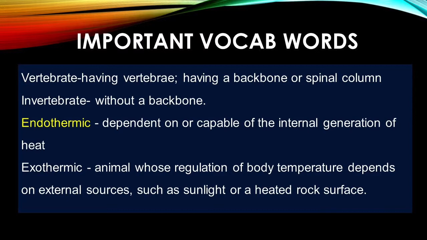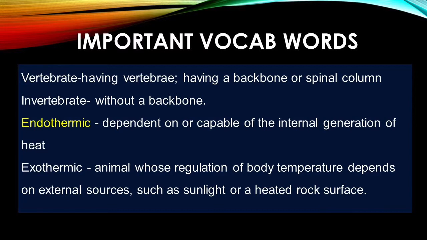As we move further into the notes, here are some important vocabulary words to remember. So we've already discussed what a vertebrate is. This is something having vertebrae, so having a backbone or a spinal column. So obviously something that does not have that is an invertebrate. When referring to an organism, we can either classify them as an endotherm, so they're endothermic, or an ectotherm. An endotherm is an organism that is dependent on or capable of the internal generation of heat, so they can regulate their own body temperature.